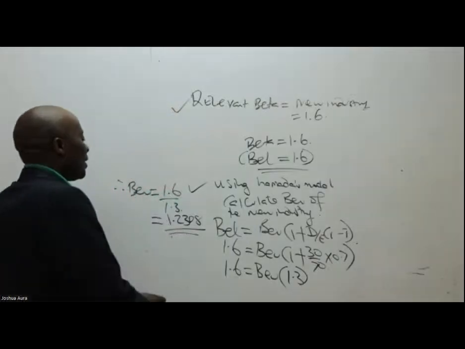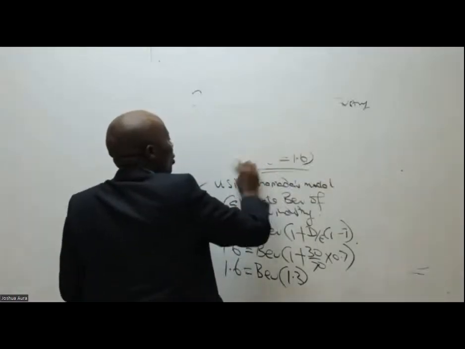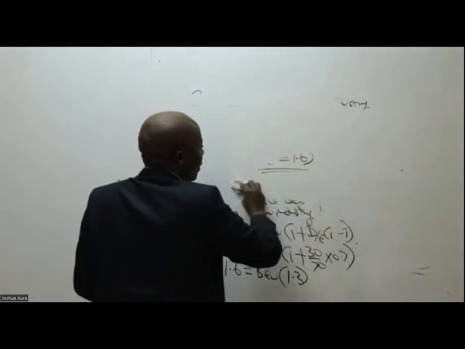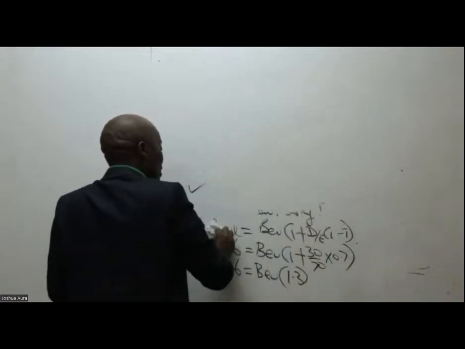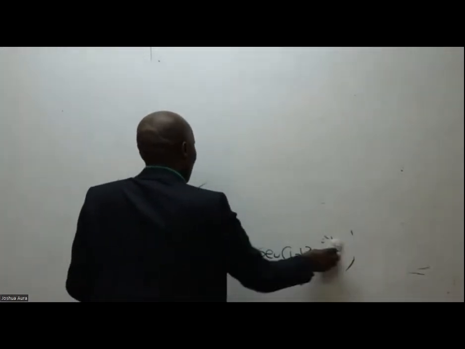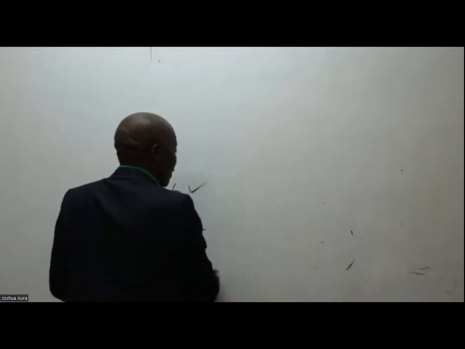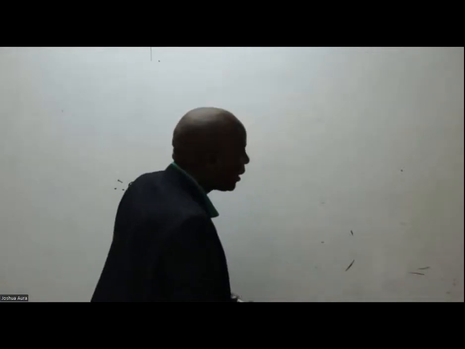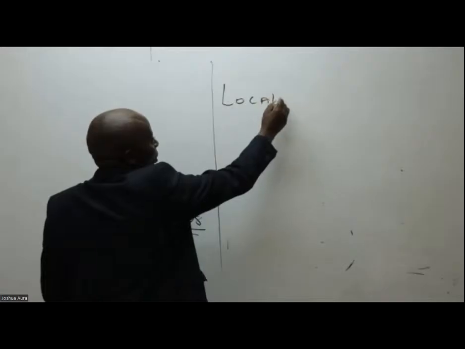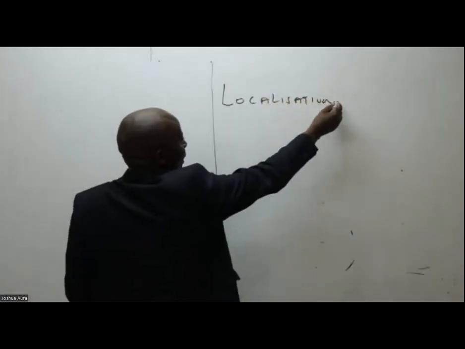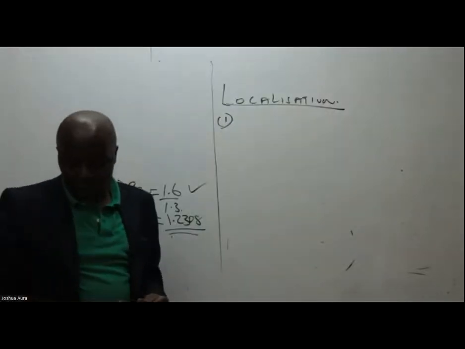So after getting this BEU, now I can apply this BEU of the relevant new industry to the various scenarios given. Now this becomes very easy for me. So I go to the various scenarios given. What I'm doing now is the localization. So localization, we start with number 1.